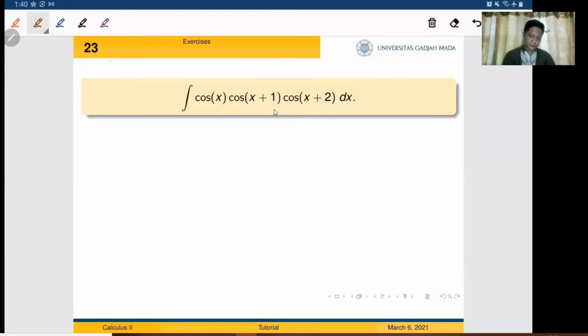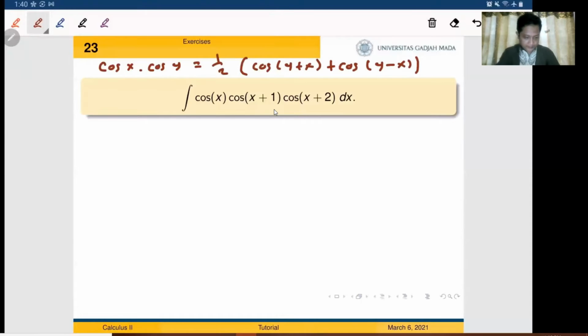Because we have this formula: cosine x times cosine y is equal to half times, what? I forget. Cosine of y plus x, plus cosine of y minus x. Should be correct, right? Yeah. So maybe we try to use this formula. Hopefully it will make it easier. I don't know, we try.